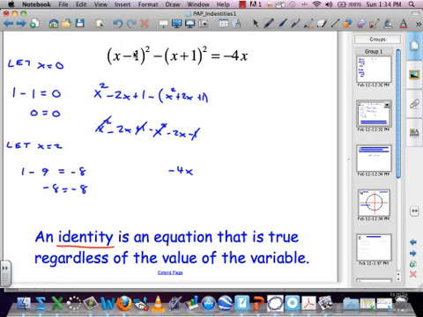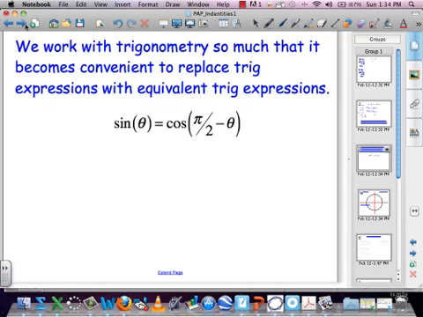In trig, we want to understand what the identities are, why we want to use them, and where they come from. When we're all said and done, there's going to be a list of at least 30 identities that we have to use from time to time. It's not going to be good to memorize a list, but if we understand where they come from, it's not as cumbersome to remember. We work with trigonometry so much that it becomes convenient to replace trig expressions with equivalent trig expressions. Let's start with some we already know.